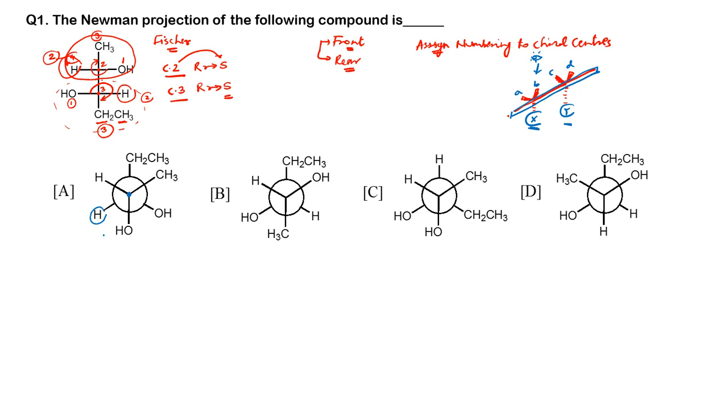Only the rear carbon we need to change. So we'll rotate the carbon-carbon bond in a way that the rear carbon is rotated so that the hydrogen gets eclipsed with the OH. This OH will be at this position, and the CH3 will rotate so that it attains this form.